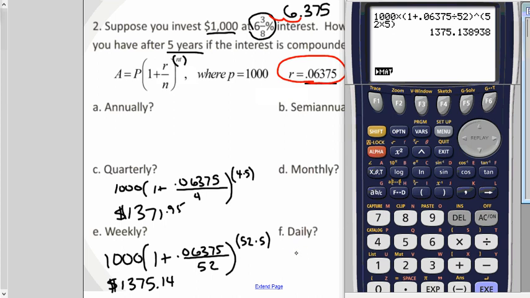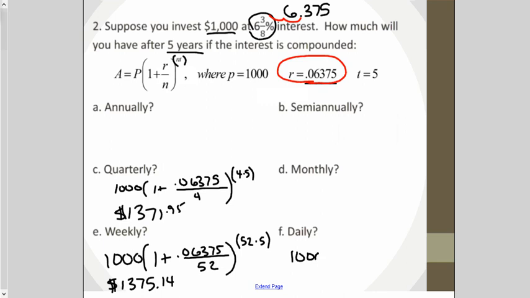I do want to do the daily one here because daily does tend to mess people up a little bit. You might recall that the Banker's Rule says that we use 360, not 365, whenever we're putting numbers in the denominator. So we always use 360 in a denominator like this. Then this will be raised to the 360 times 5 power. So let's put that into the calculator and take a look.